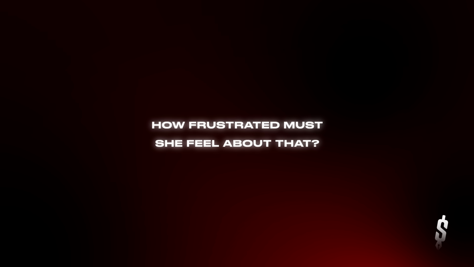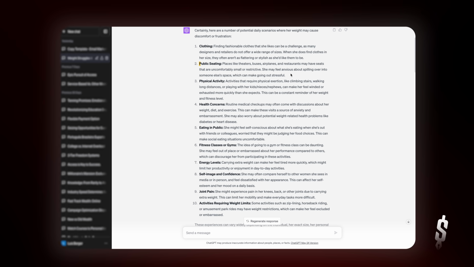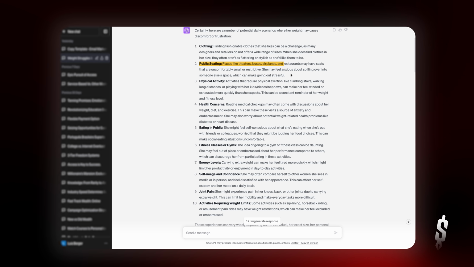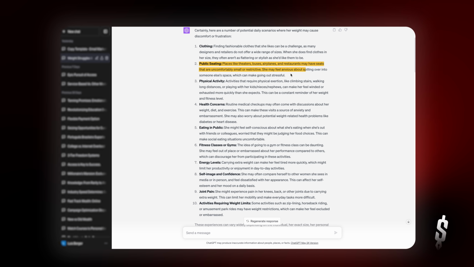How many times has she experienced that, and how frustrated must she feel about that? That's a very good one. Public settings. Places like theaters, buses, airplanes, and restaurants may have seats that are uncomfortably small or restrictive. She may feel anxious about spilling over into someone else's space, which can make going out stressful.